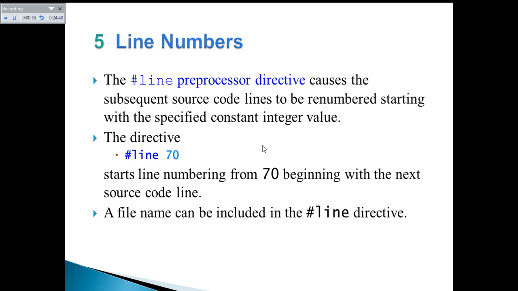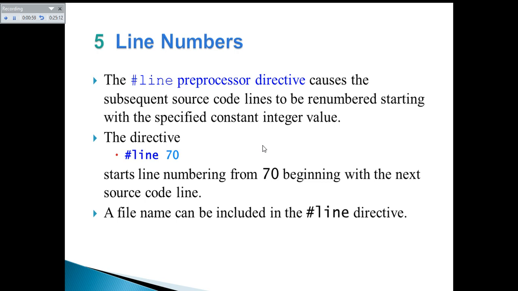So if you have written this hash line 70 in your source program or source code, it will start line numbering from 70 beginning with the next source code line. So just after this hash line 70, it will begin numbering of the program statements, program code lines, with number 70.